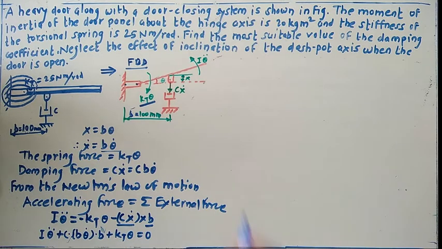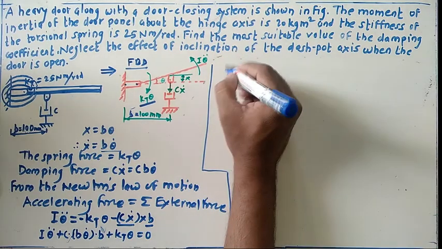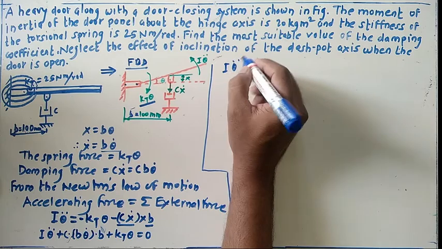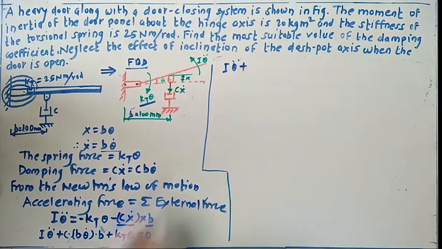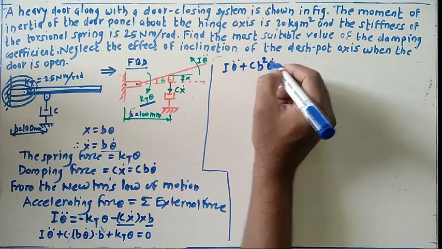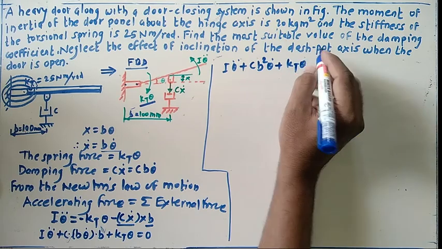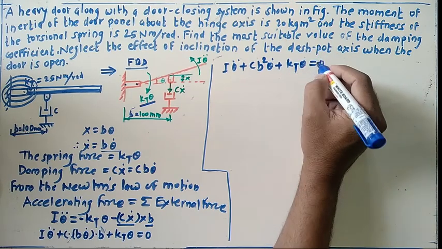Now again simplify this equation: I theta double dot plus, now b multiplied by b is nothing but b square, so cb square into theta single dot plus kt into theta, like this one, equate with the 0.